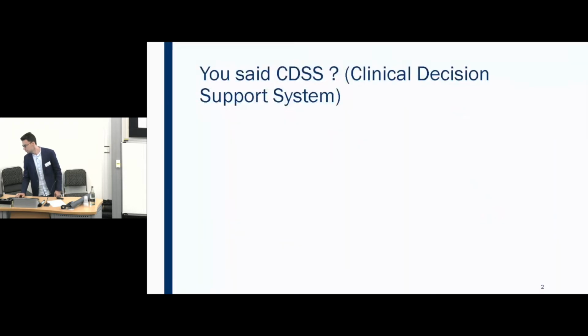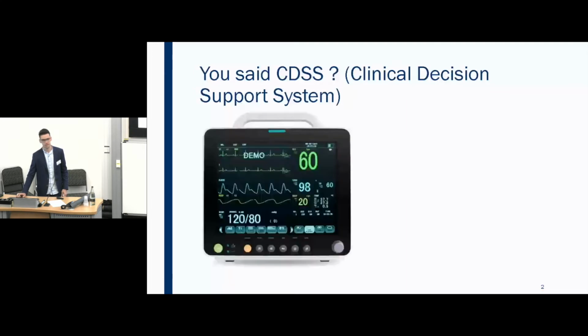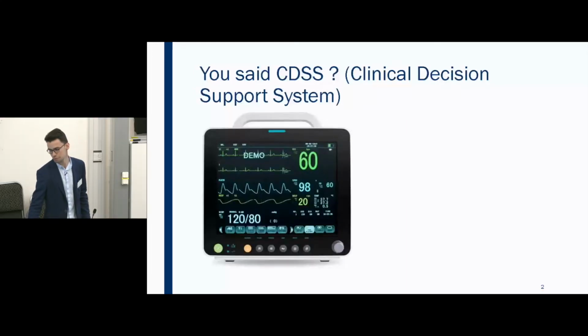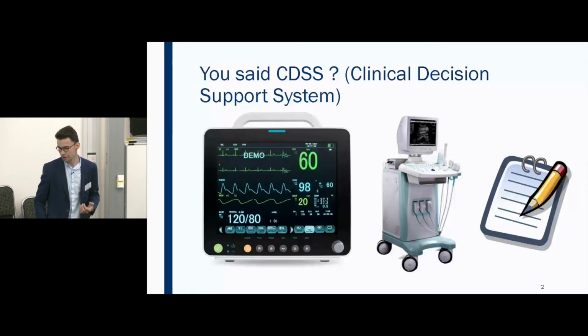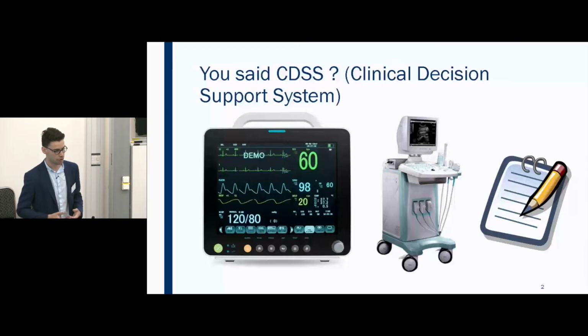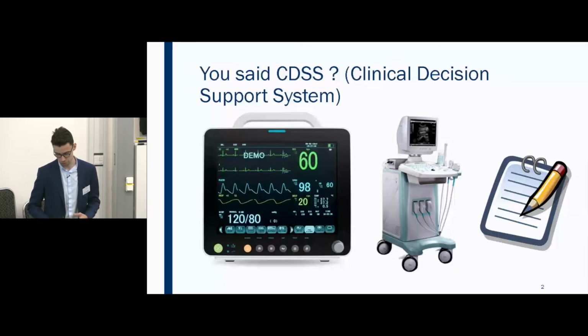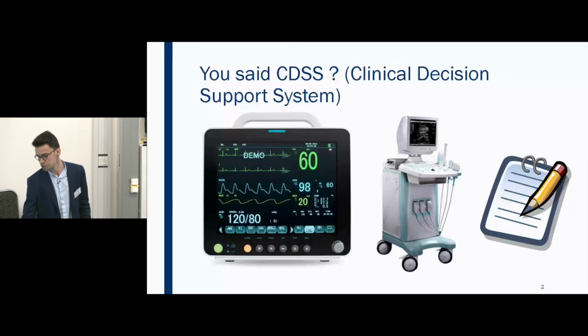So before all, clinical decision support systems can sound like a mouthful, and you think, what are they really? They don't need to be very fancy things. We've all seen the bedside monitors that clinical teams use to make better decisions about patients. Could be those mobile echo machines that you see around or the good old lab notes. It's essentially anything that can help clinical teams or other people taking decisions about patients.